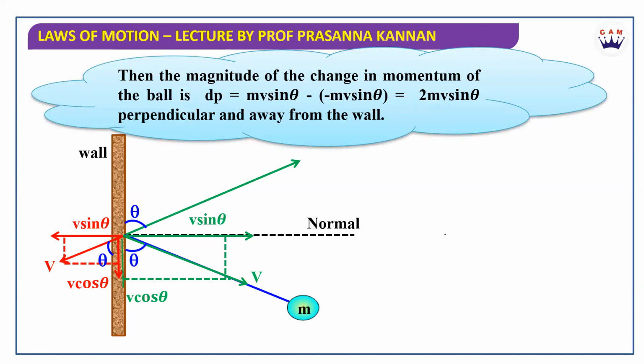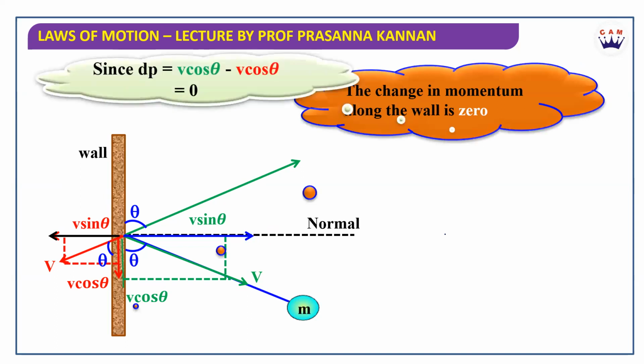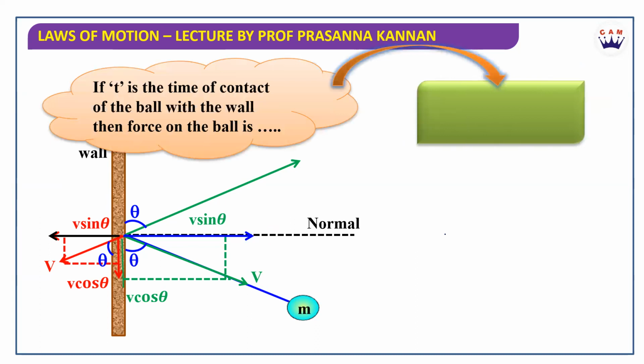Obviously, this time also change in momentum is along which direction? Normal. What is the change in momentum along the wall? 0. V cos theta minus V cos theta becomes 0. Therefore, change in momentum along the wall is 0. V sin theta minus V sin theta becomes 2V sin theta. So force is equal to what? Come on, quick. 2 mv sin theta by t. How is it 2 mv sin theta? I have drawn it for you. I'm sure you have taken it down.